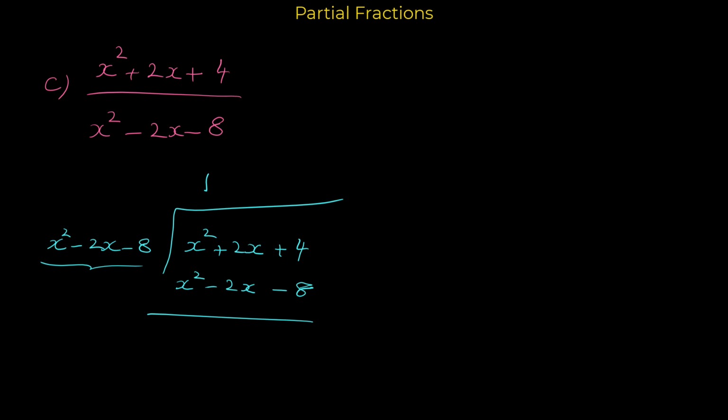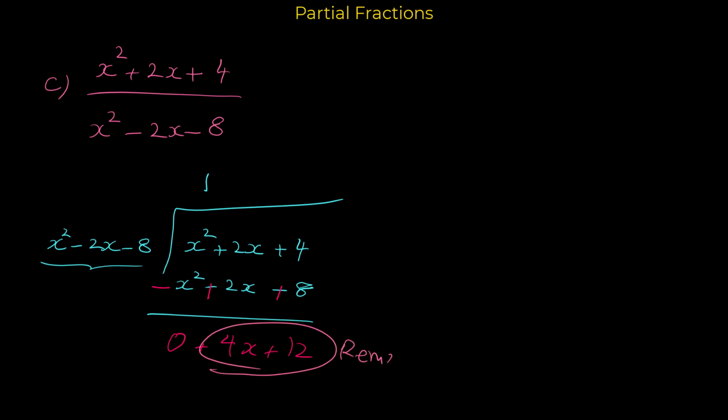What is the coefficient of x to the 2 here? It's positive 1. You can make it negative. So you make this negative, you make this positive, and you make this positive. Now we add this to this. Negative x squared plus x squared is 0. 2x plus 2x would be 4x. 8 plus 4 would be 12. So we change the sign of the second equation, and instead of subtracting, we added the second equation to the first equation. And this is our remainder.